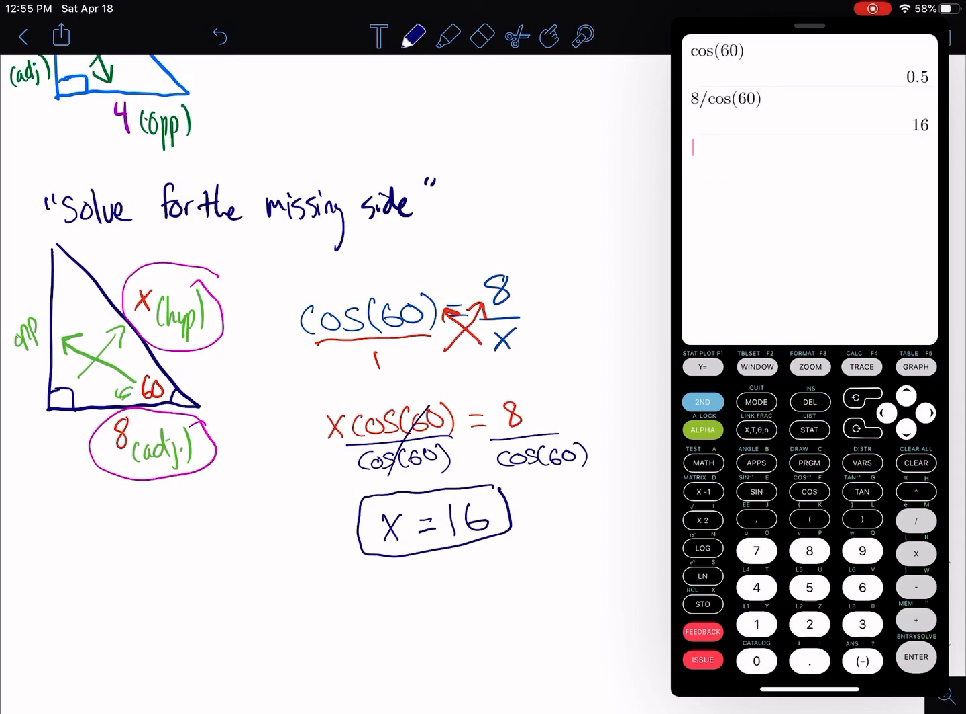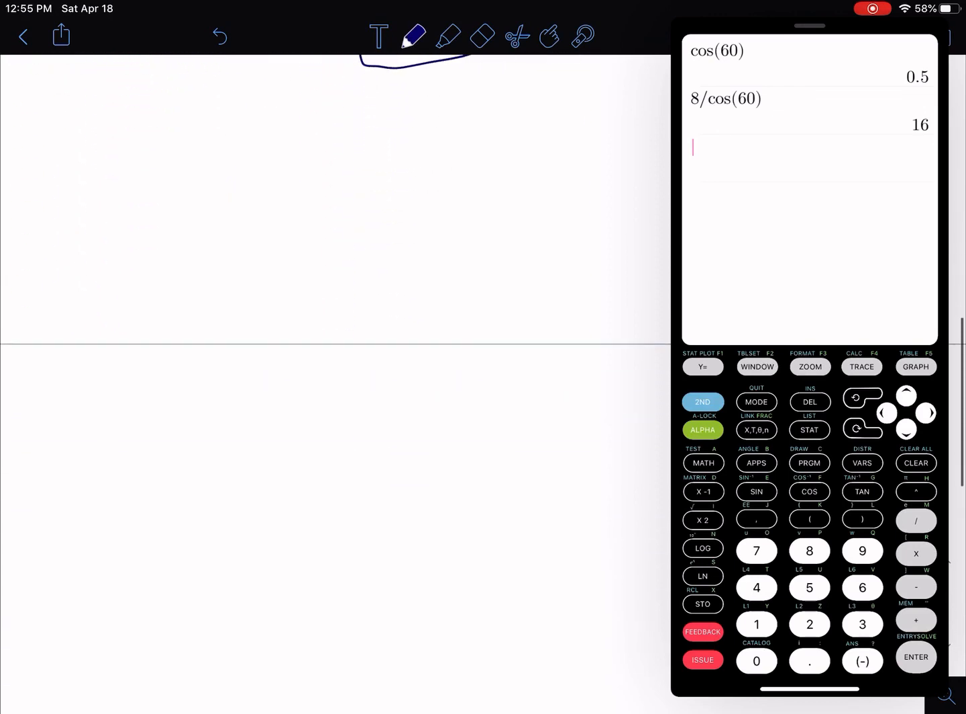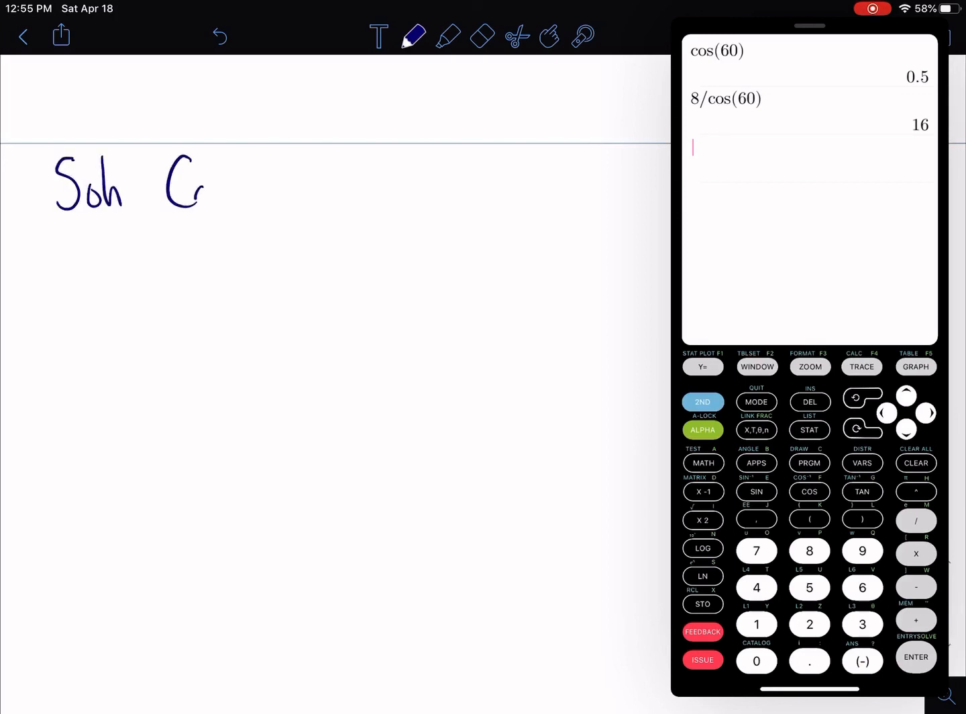Okay, so that was the second Delta Math assignment that you've seen for this. So now let's start some new material. We're starting some new material, but I'm still going to start with that Soh Cah Toa on the top of my page.